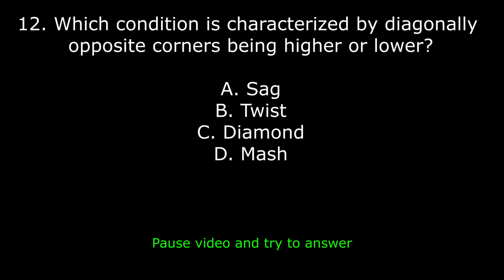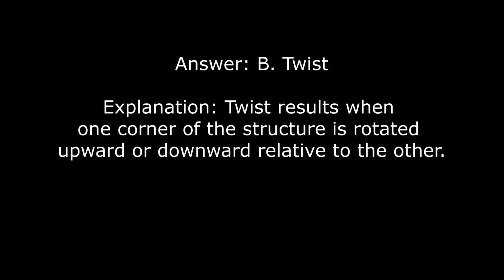12. Which condition is characterized by diagonally opposite corners being higher or lower? A. Sag. B. Twist. C. Diamond. D. Mash. Answer: B. Twist. Explanation: twist results when one corner of the structure is rotated upward or downward relative to the other.